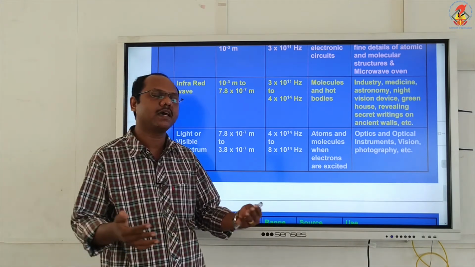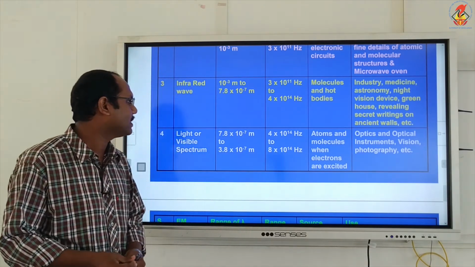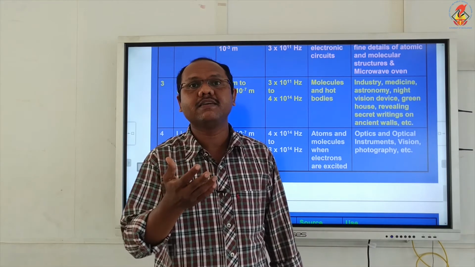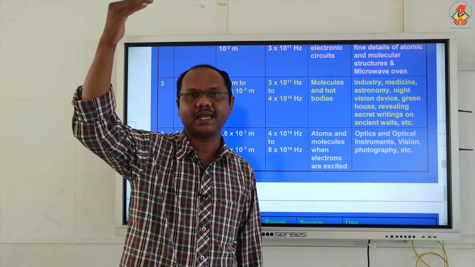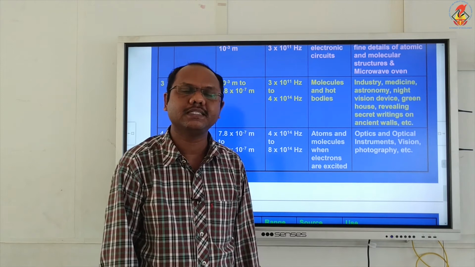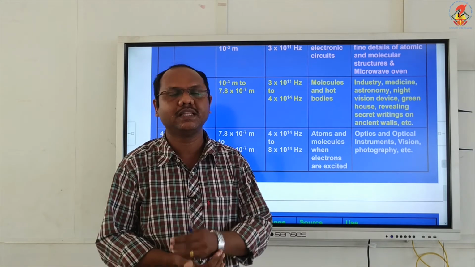We are very much familiar with visible light. Its wavelength is ranging from 7.8 × 10^-7 meter to 3.8 × 10^-7 meter, and frequency is ranging from 4 × 10^14 hertz to 8 × 10^14 hertz. It can be produced by atoms and molecules when the electrons are excited. So we already know when electrons receive energy, they will excite from ground state to the higher energy state. And when they jump from higher energy state to the lower energy state, they will emit radiations in the form of visible region.